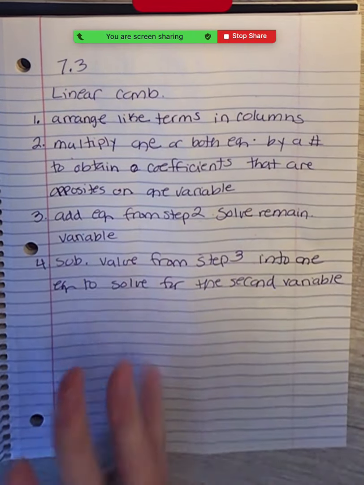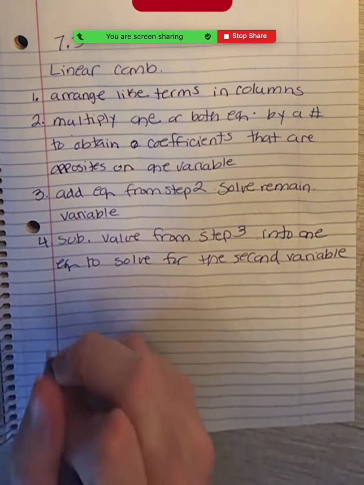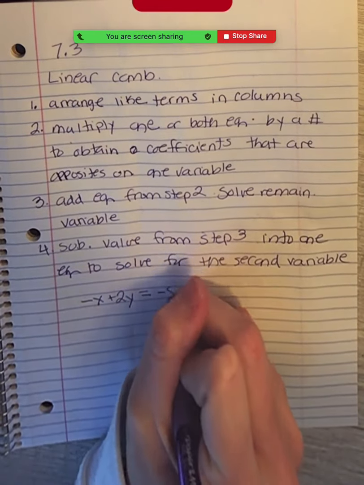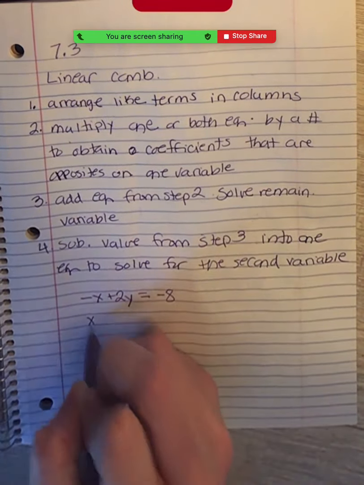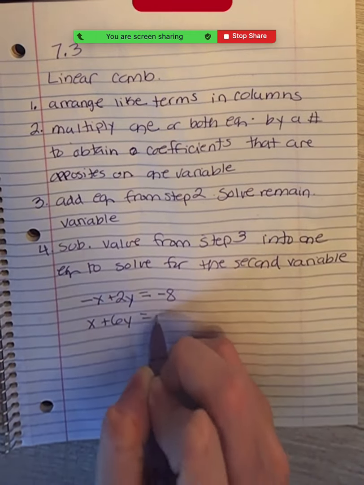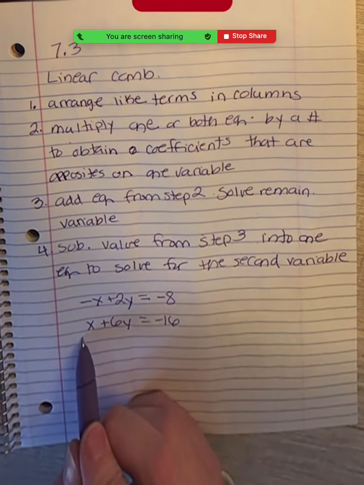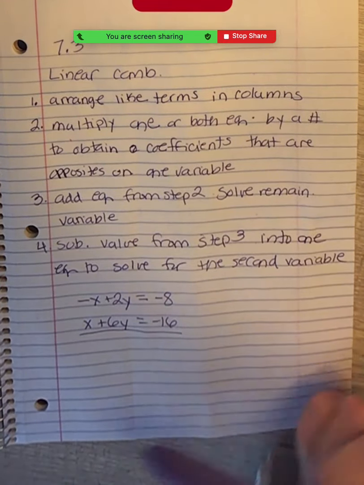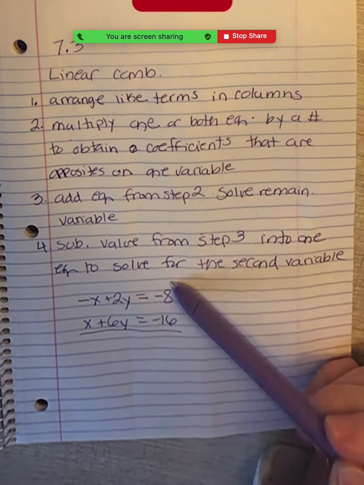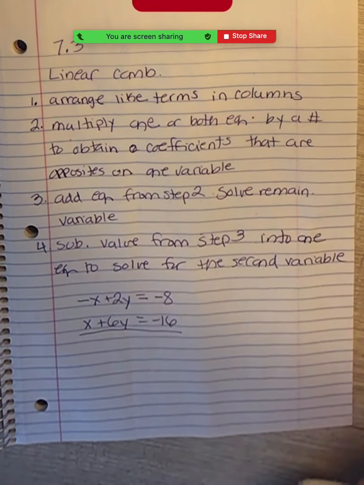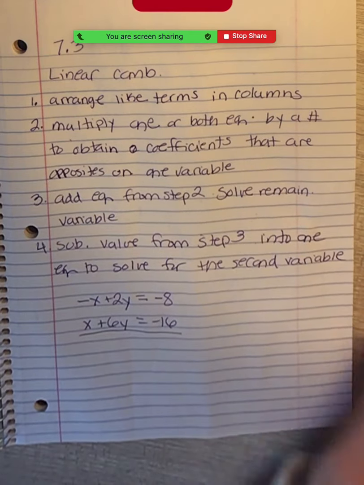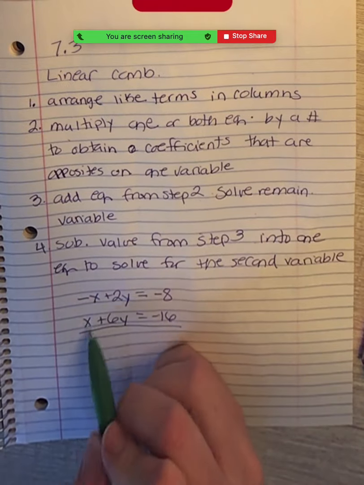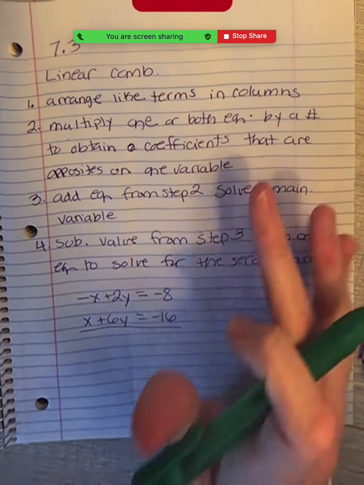Okay, so an example, we have negative x plus 2y equals negative 8, and x plus 6y equals negative 16. So the first step says to make it so that like terms are in columns. So here's my x's, my y's, my constants, and there's your equal sign. Then you're going to multiply so that the coefficients are opposite on one of your variables. If I look here, I have a negative x and a positive x. They're already opposites, so I don't need to do anything there.